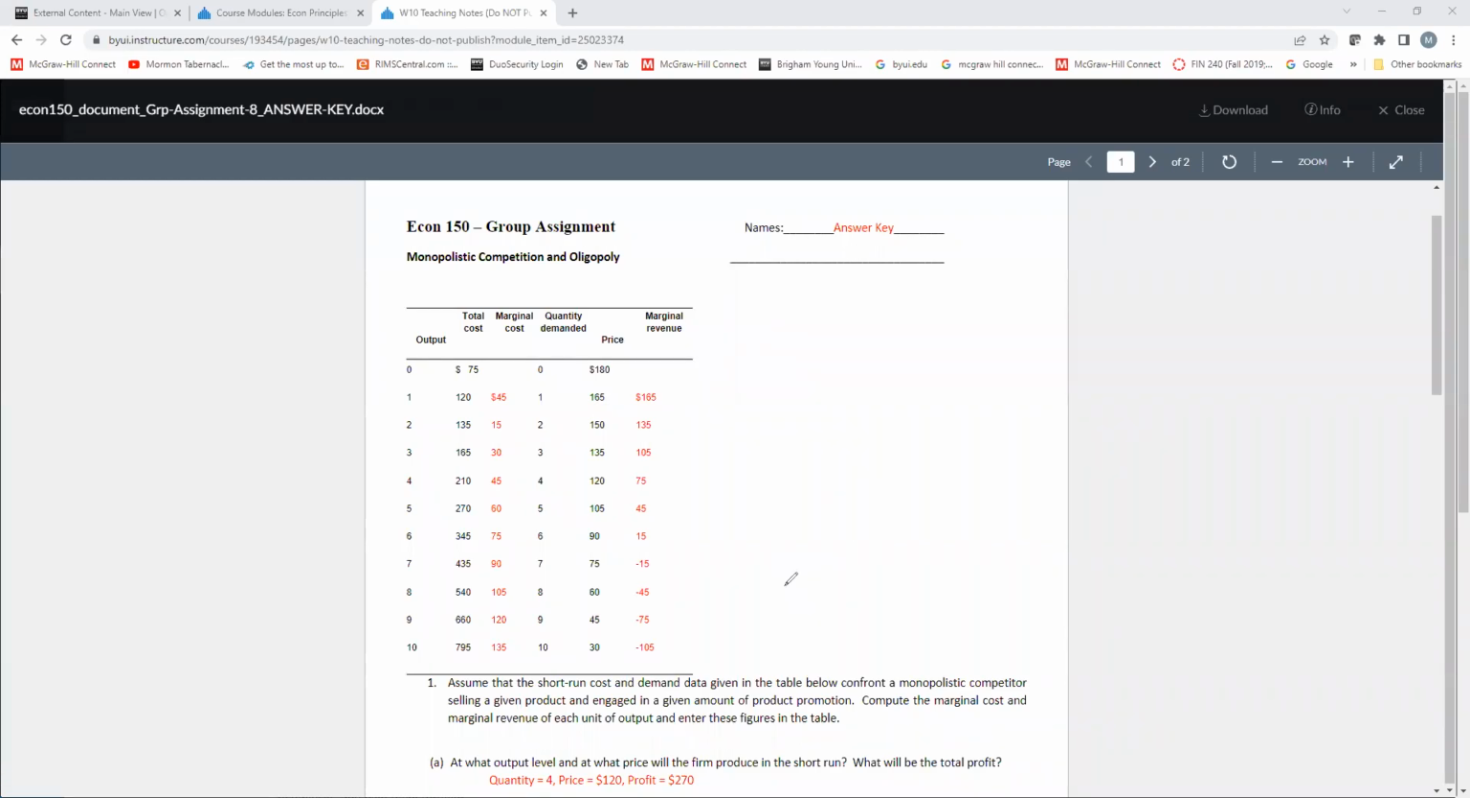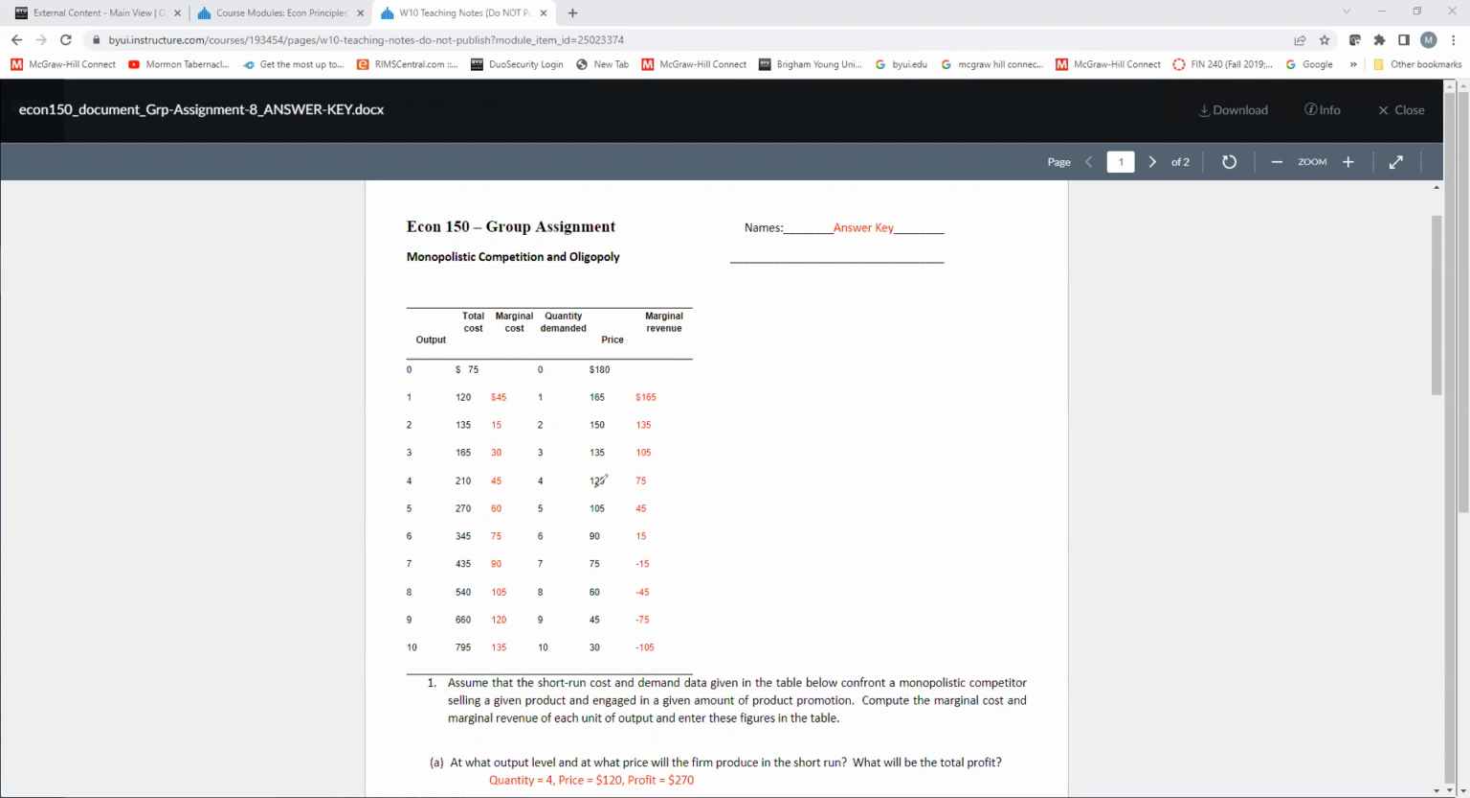I wanted to review the group assignment that we had for week 10. In monopolistic competition and oligopoly, a table is presented, and on the table we have output, total cost, marginal cost, the quantity demanded, the price, and the marginal revenue. And so we have to calculate what the marginal cost is.